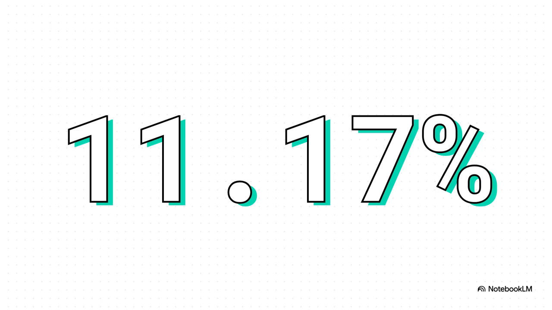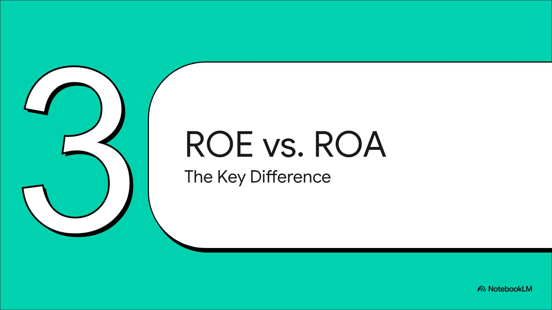So what does this actually mean? It means for every single dollar of owner's equity in the business, the company churned out about 11.2 cents in profit. That's the return the owners are seeing. Pretty straightforward, right? Now here's where things can get a little tricky, especially on an exam. It's really easy to mix up ROE with another big name ratio, return on assets, or ROA. They sound alike, but they're telling you two very different stories.